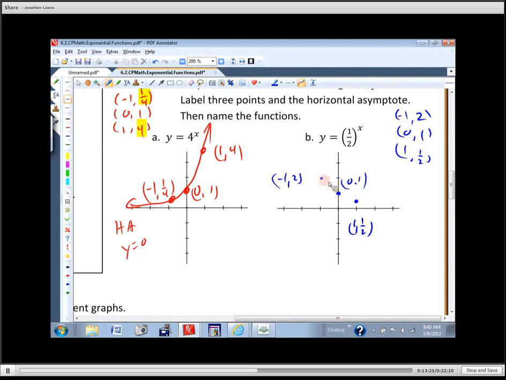So I've got those 3 points. I connect them so that it looks like exponential decay. It's decreasing in size. And I label the horizontal asymptote of y equals 0. It comes out here, it just continues to get closer and closer and closer to the x-axis, but never actually touches it. Okay, any questions there?